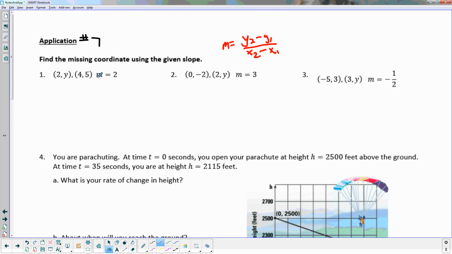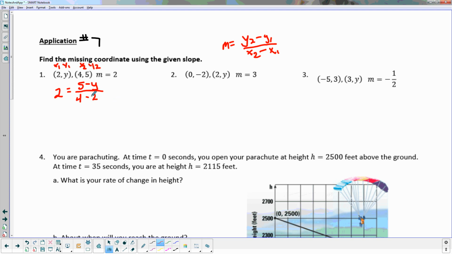On the first one, my slope is 2. So I'm going to say 2 instead of m equals. I still have to do the same thing if I want to label out my x1, y1, x2, y2, I still have to keep everything in the same order. So y2 minus y1 is going to be 5 minus y over x2 minus x1, 4 minus 2.